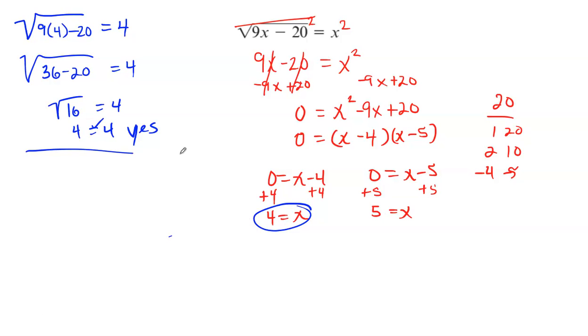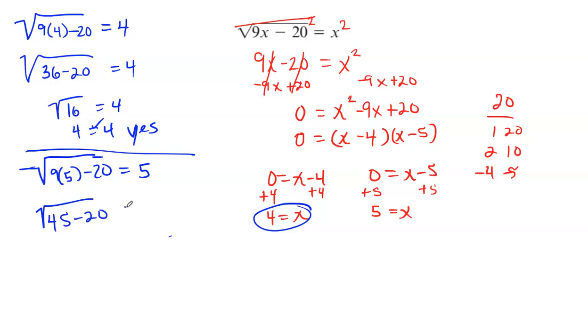Now let's check 5. So we're going to do the same thing, original equation, but replace the x's with a 5. So 9 times x, put my 5 there, minus 20. Is that equal to x? Again, we're checking to see if 5 works there. 9 times 5 is 45. 45 minus 20 is 25. So the question is, is the square root of 25 equal to 5? And it is. So I have two correct solutions to this problem, x equals 4 and x equals 5.